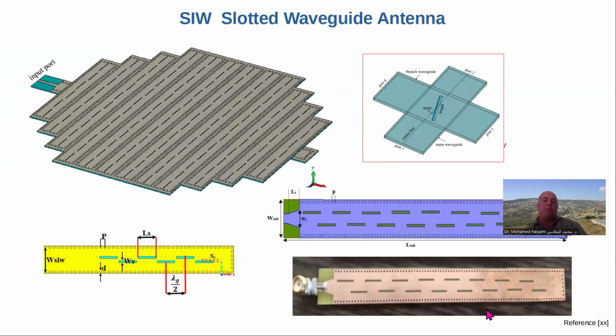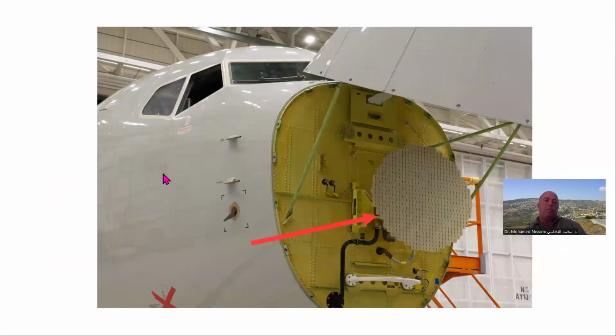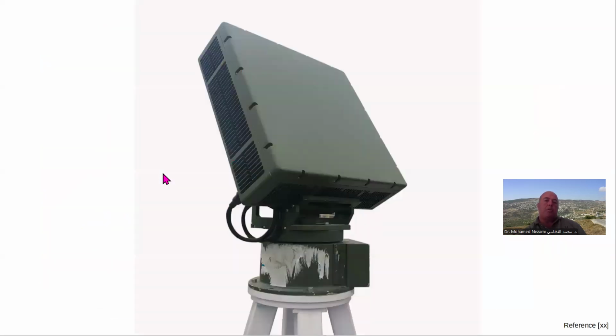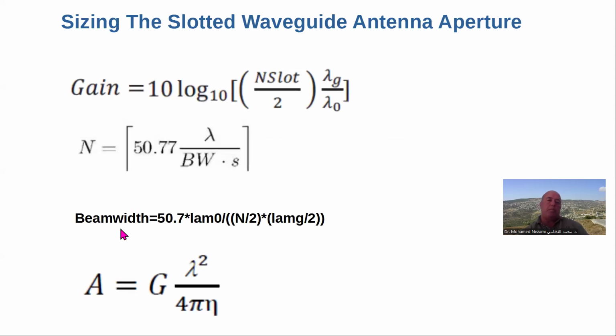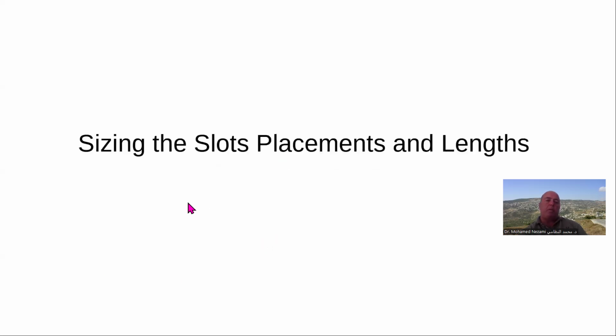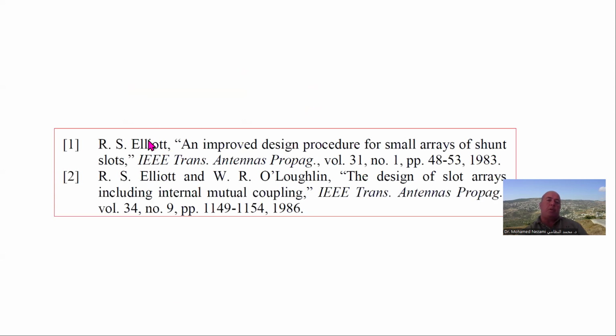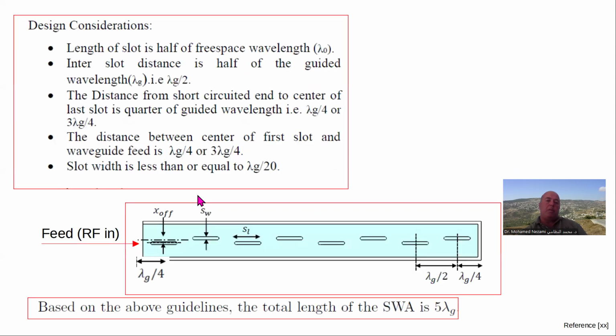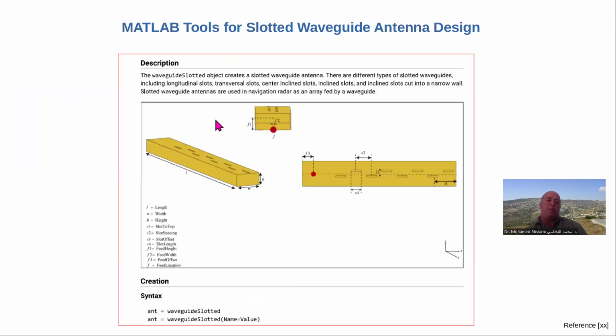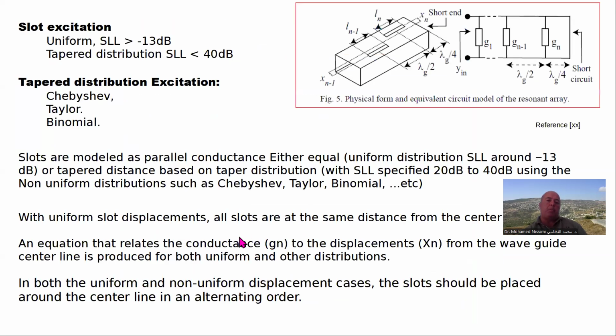And then we showed that you can do all of this in substrate integrated waveguide if you like as well. We showed some examples of where these antennas are used, and we showed how you can size the aperture, and then from the size of the aperture figure out the number of slots that are required. Okay, of course, Mr. Elliott, with these publications, he's the father of the slotted waveguide antenna theory. He showed the design procedure for this, which is pretty simple. And I showed that we're going to use MATLAB to design these.